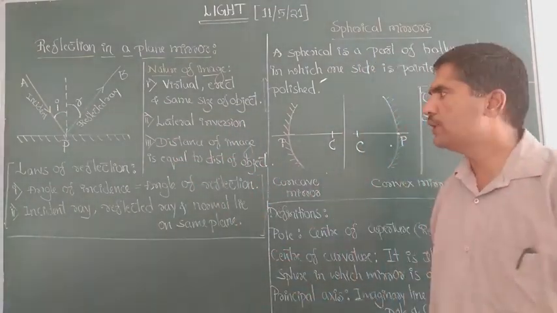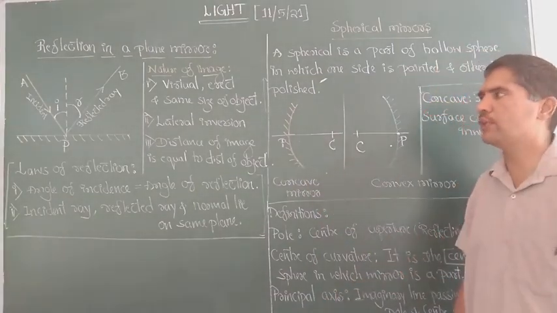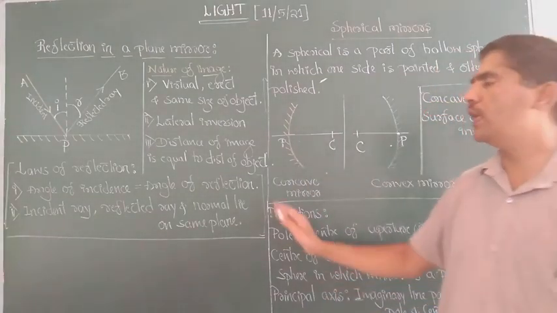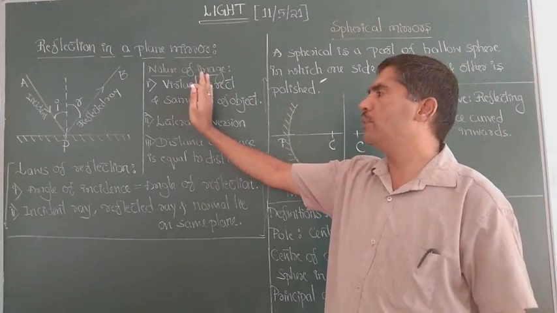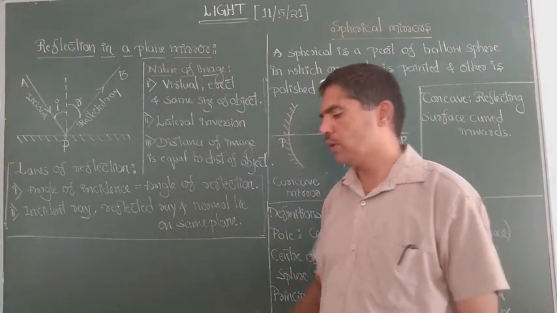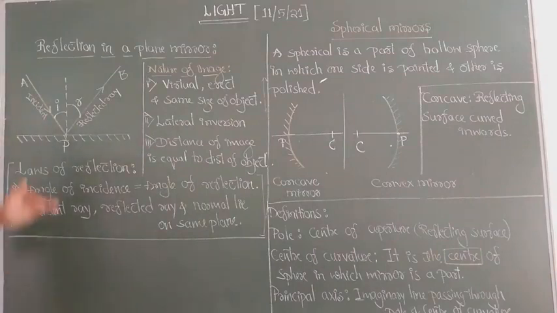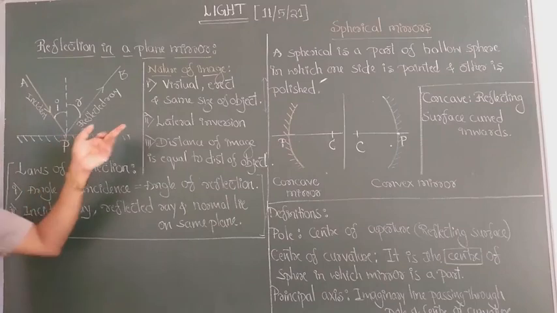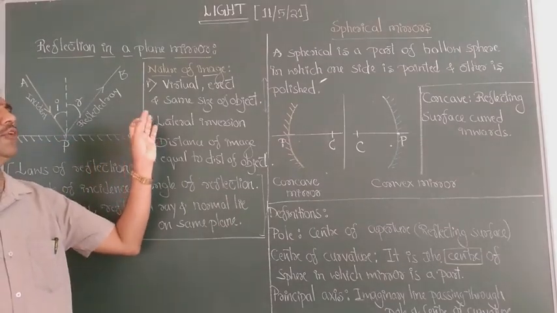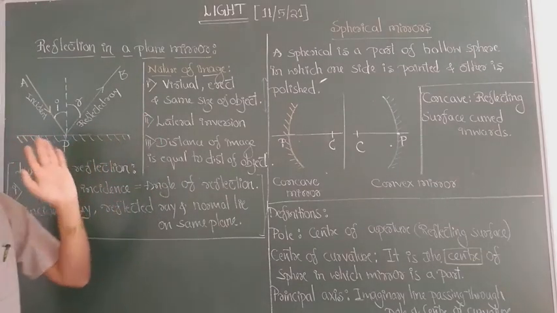Then, the distance of the image is equal to the distance of the object. So these are the natures of image formed in a plane mirror. So what are you supposed to remember for plane mirror in class 10? Incident ray, reflected ray, normal, angle of incidence and angle of reflection, the definitions in brief, laws of reflection, nature of image formed in a plane mirror. If you remember that, that is sufficient.